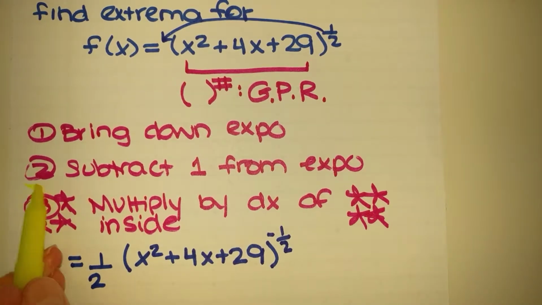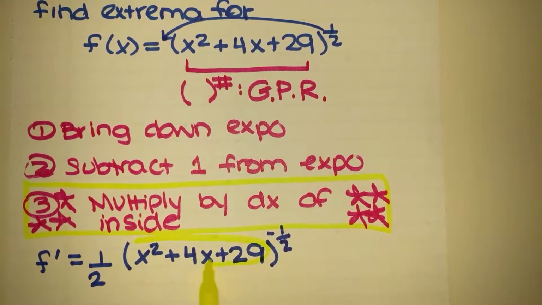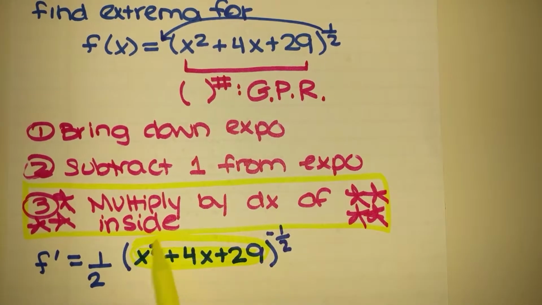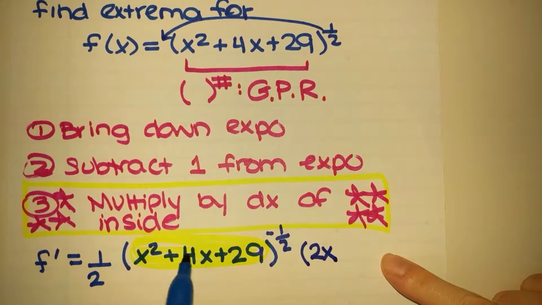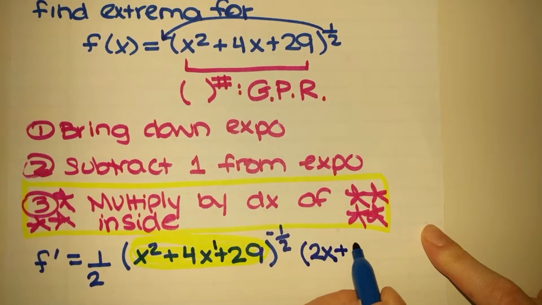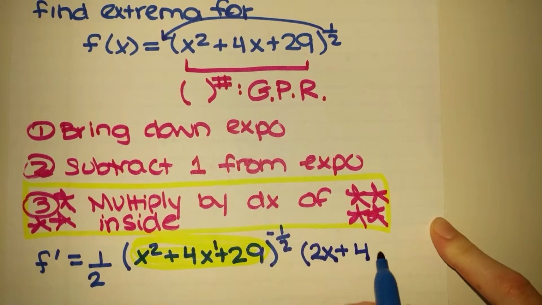Now the third step is probably the most important step. We have to multiply by the derivative of the inside of the parentheses. So we need to multiply by the derivative of x squared, which is 2x. The derivative of 4x, because it's x to the first, will just be the coefficient. And then the 29 goes to 0.